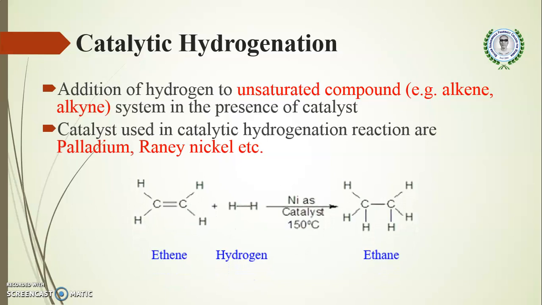This is the example of a hydrogenation reaction. In this, one molecule of ethene is going to react with one molecule of hydrogen in the presence of nickel as a catalyst at 150 degrees centigrade, and it gives ethane. Ethene has the molecular formula C2H4 and ethane has the molecular formula C2H6.